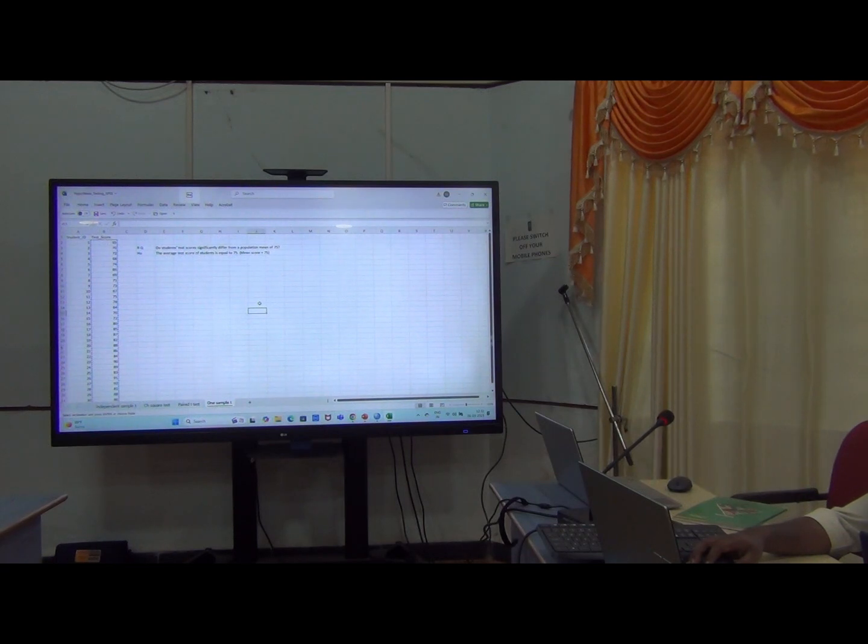So go to analyze. ವೇರಿಯಬಲ್ ವ್ಯೂ ಅಲ್ಲಿ ನಾವು ಈಗ ಸ್ಕೋರ್ ಒಂದೇ ಮಾಡಿದ್ವಿ, ಒಂದೇ ಇರೋದು. ಸ್ಟೂಡೆಂಟ್ ಐಡಿ ನಮಗೆ ಬೇಡ ಅದು. ಸ್ಟೂಡೆಂಟ್ ಐಡಿ ಡಿಲೀಟ್ ಮಾಡಿಬಿಡಿ, ಜಸ್ಟ್ ಸ್ಕೋರ್ ಮಾತ್ರ ಇರಲಿ. One sample t-test.